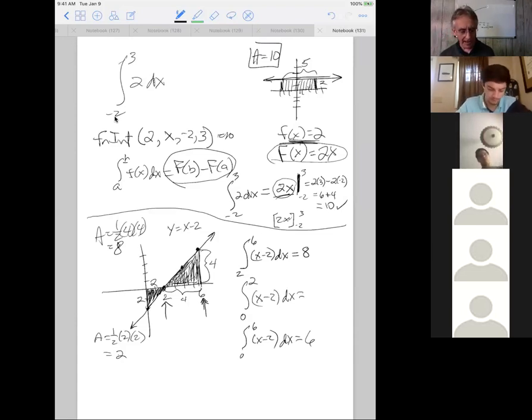So, math 9. I've got the function again, x minus 2 with my x, comma, okay, 0 to 6 this time. 0, comma, 6. I get 6. Everybody feeling okay?